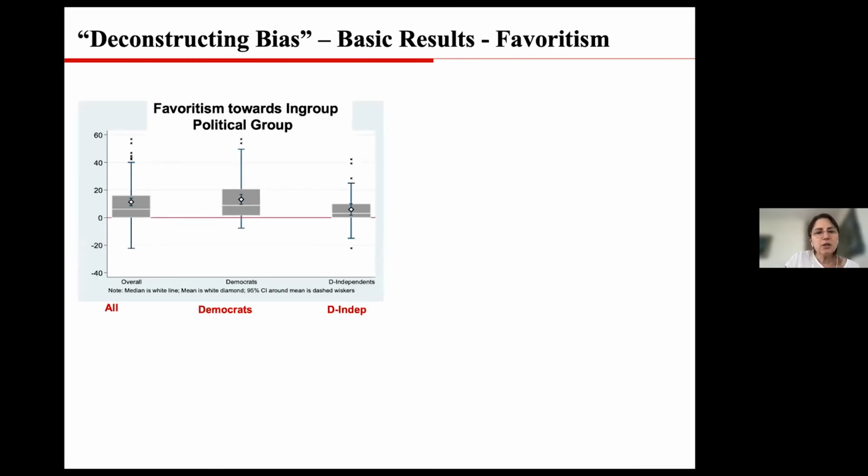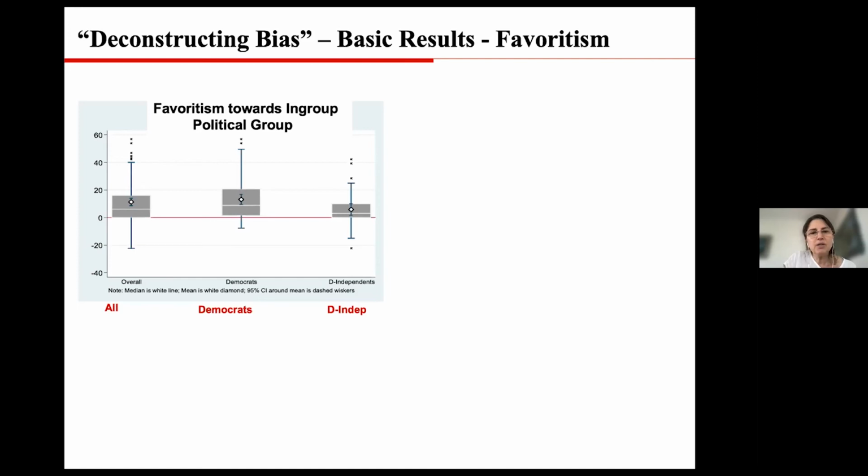So let's take a look at the favoritism towards the in-group, which is that measure I was just describing, in the political group treatment. This is all of the subjects. And indeed, we're seeing that people have this favoritism. The median is the line, the mean is this diamond, and those are the confidence intervals. So we do see that in the political treatment people show favoritism towards the in-group.